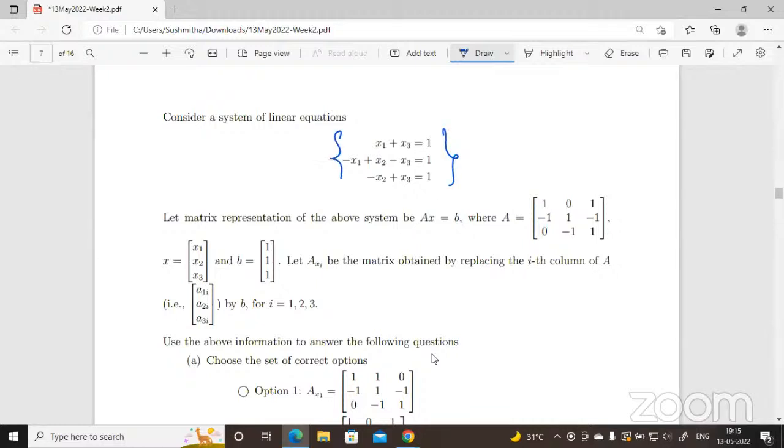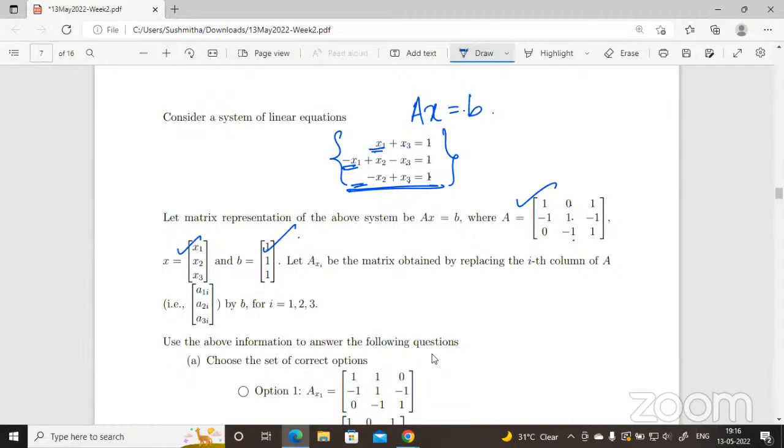Now we have a system: x1 plus x3 is equal to 1, minus x1 plus x2 minus x3 is 1, minus x2 plus x3 is 1. Using Cramer's rule, first of all, we'll check whether we can use it, and then we will find the solution. If I represent this as AX is equal to B, what is going to be the first column of A? You take the coefficients of x1, 1, -1, 0, and put that as the first column. The coefficients of x2 are 0, 1, -1. And for x3 it is 1, -1 and 1. The vector of variables is x1, x2, x3 and the right hand vector is 1, 1, 1. So this is what we have for AX is equal to B.